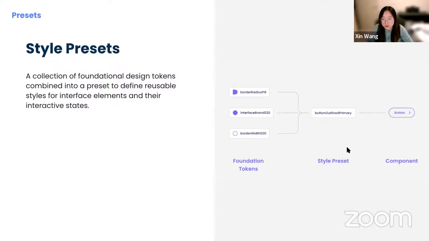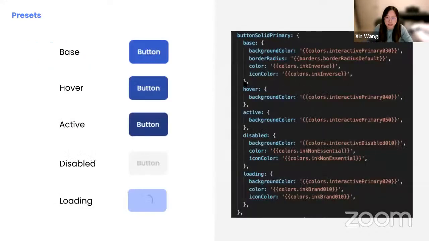Now, in order to use this style preset everywhere, we have created a reference to call it, and given it a token called button outline primary. What this allows us to do is to use this token everywhere in our components. It could be used in button or icon button. It's basically added an extra level of abstraction to the foundation tokens. And in terms of example, you can see this is what our button solid primary preset looks like. It has different states, and within each state has sets of properties, mapping to the foundation tokens for color, border, and so on.